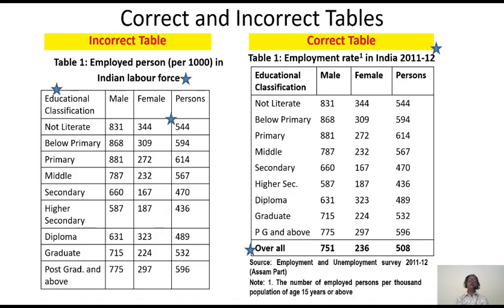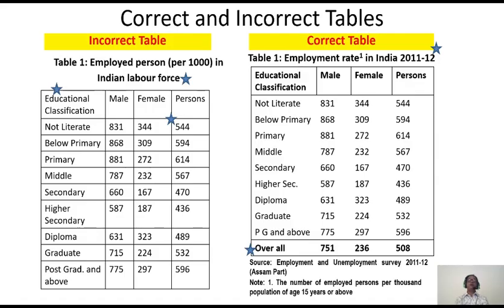Now you see, if you compare the employment rate of males and females, males have a very high rate, almost thrice the employment rate of the females. And then you see, in the case of both males and females, the people with lower education are more employed.